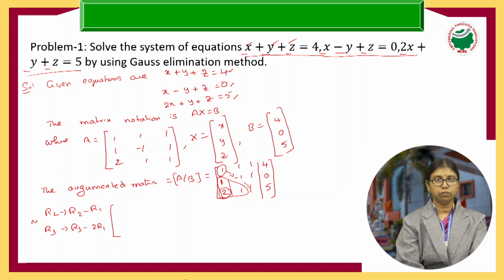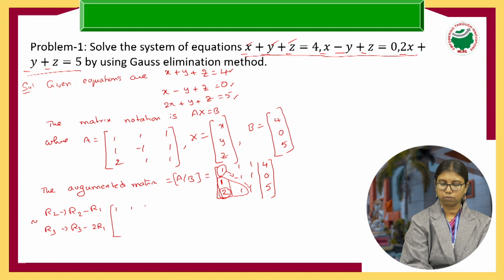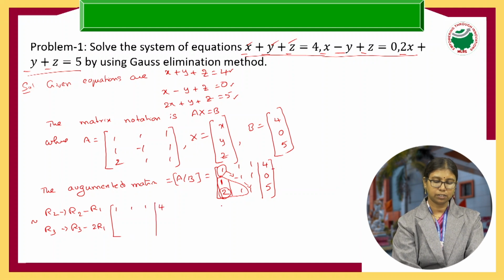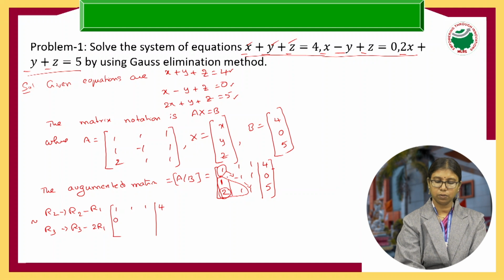Then this is equal to, we are not changing first row. First row is 1, 1, 1, 4. Next R2 minus R1. Subtract these two rows. 1 minus 1, 0. Minus 1 minus 1 is minus 2. 1 minus 1 is again 0. 0 minus 4 is minus 4.